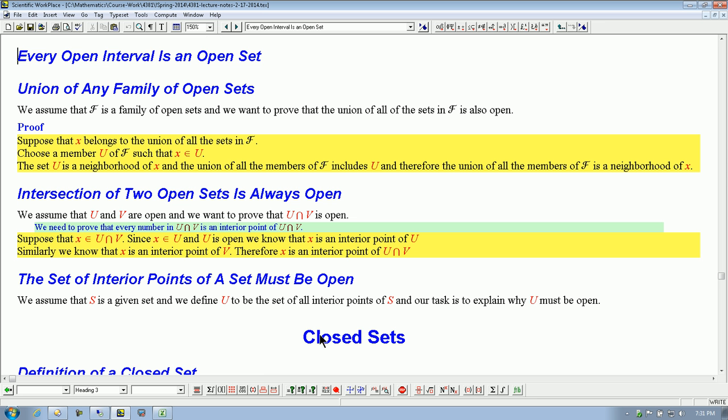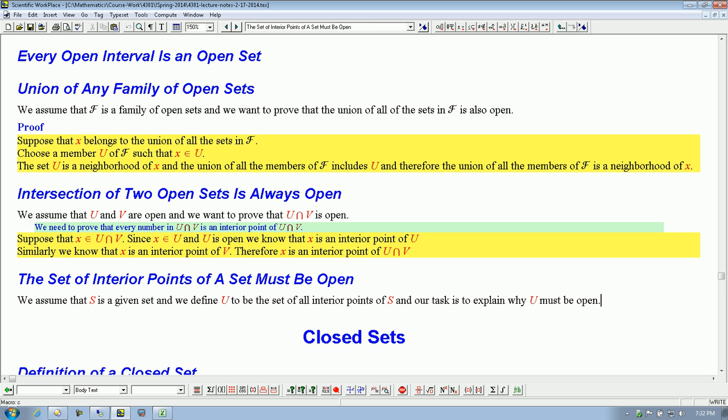Now let's come and do this. The set of interior points of any set must be open. We assume that S is any set whatsoever. And I'm giving the name U. That's what I wasn't doing at first, and I think I would have made this harder. I'm giving the name U to the set of interior points of S. And I want to explain why U must be open.